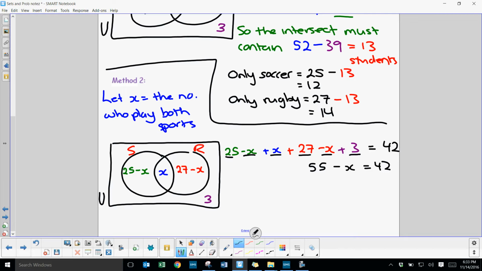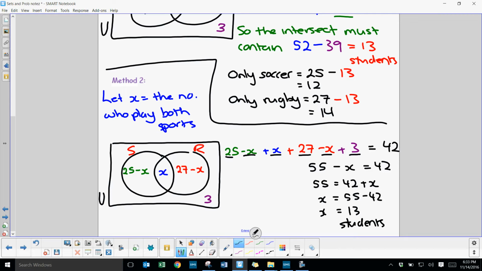There are different ways you can solve this. We're now going to find out what x is. You could go negative x equals 42 minus 55, and that works fine. You might also prefer to go 55 equals 42 plus x, which makes the x positive to begin with. That's also okay. So x equals 55 minus 42, where we subtract the 42 over. So x is equal to 13 students in total.